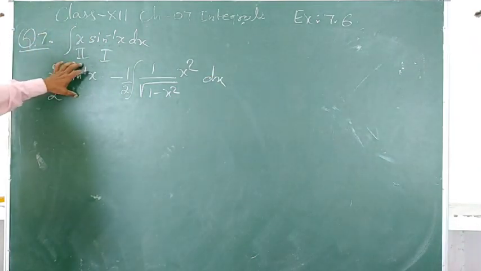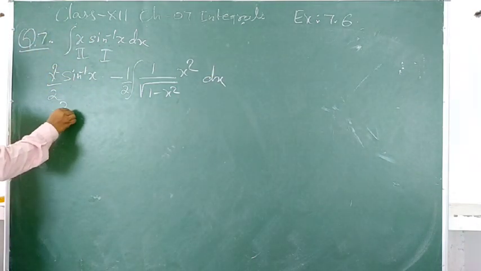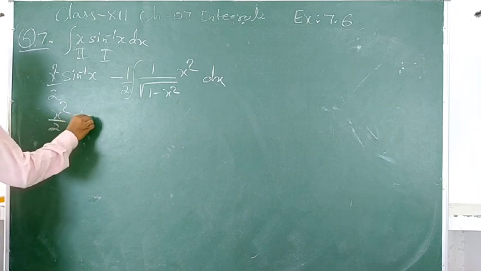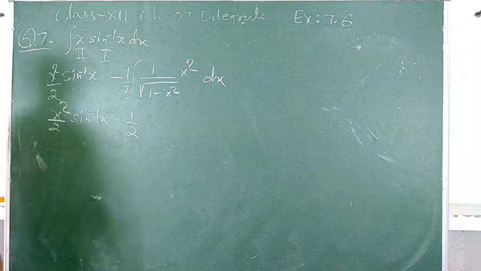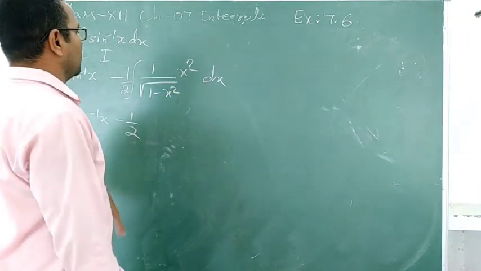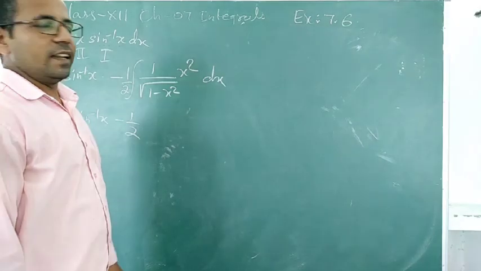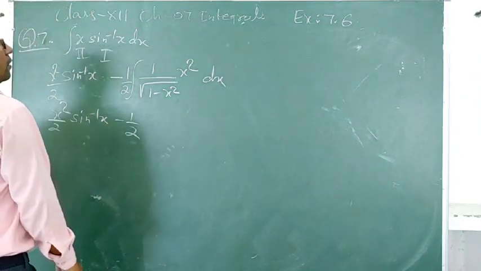So now this portion will remain the same, that is x square by 2 into sin inverse x minus 1 by 2. So now students, x square upon this much, what can we do here? Generally, what can we write down here?